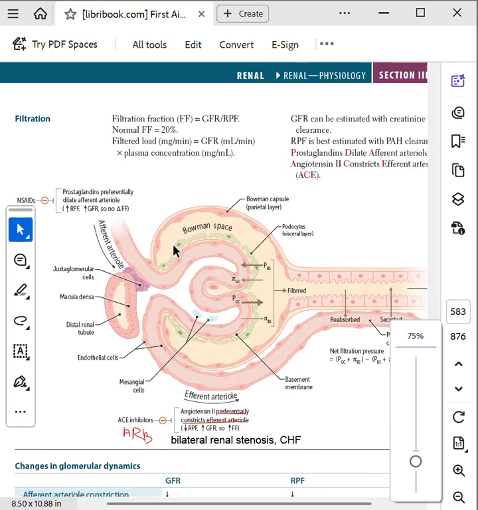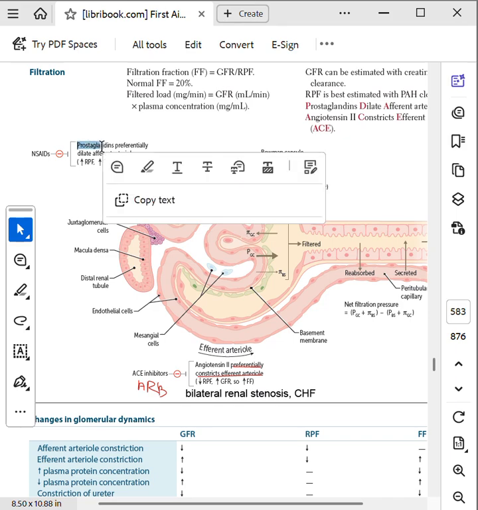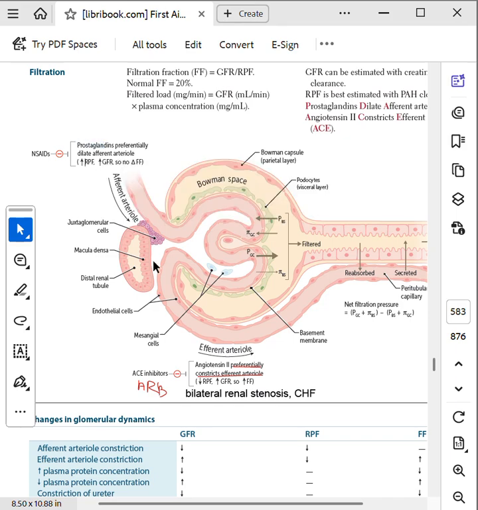We have the afferent arteriole. The afferent arteriole basically has all the plasma that is arriving to the arteriole, right? So all the plasma that is arriving to the arteriole, this area, the afferent arteriole can be dilated. It can be dilated by prostaglandins. Prostaglandins preferentially dilate this whenever there is increased renal plasma flow and increased glomerular filtration rate. In these conditions, we have the dilation of the afferent arteriole, and this is affected by the NSAIDs.